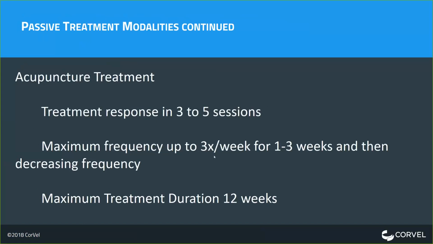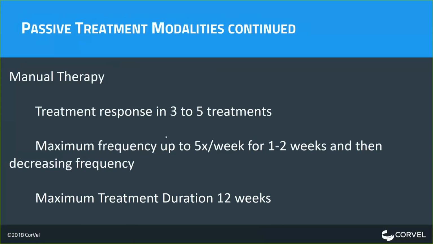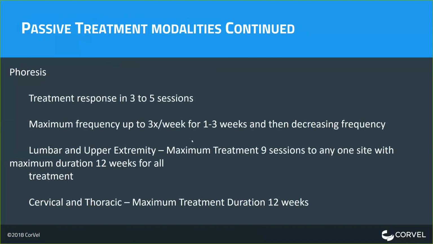As you can see, there's a pattern here. For all the passive modalities, there's a treatment response time, there's a maximum frequency, and expecting a decrease in frequency and a maximum of duration. Same thing with manual therapy, a treatment response, frequency, and duration. Phoresis, the same thing. It's a little bit more specific with the lumbar and the upper extremity in difference between the cervical and thoracic.